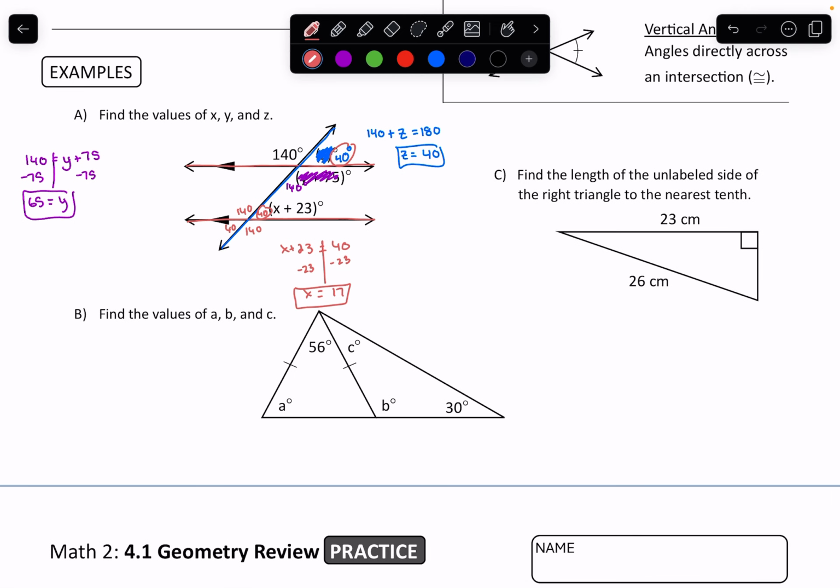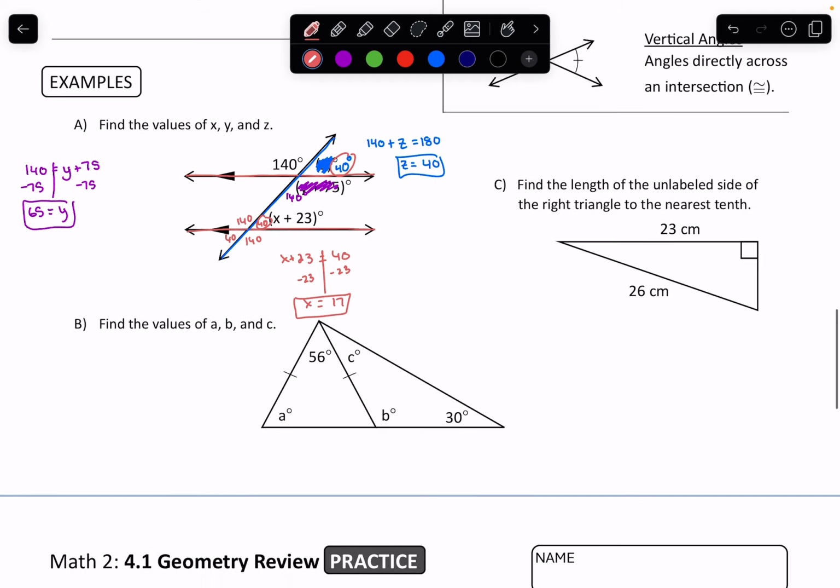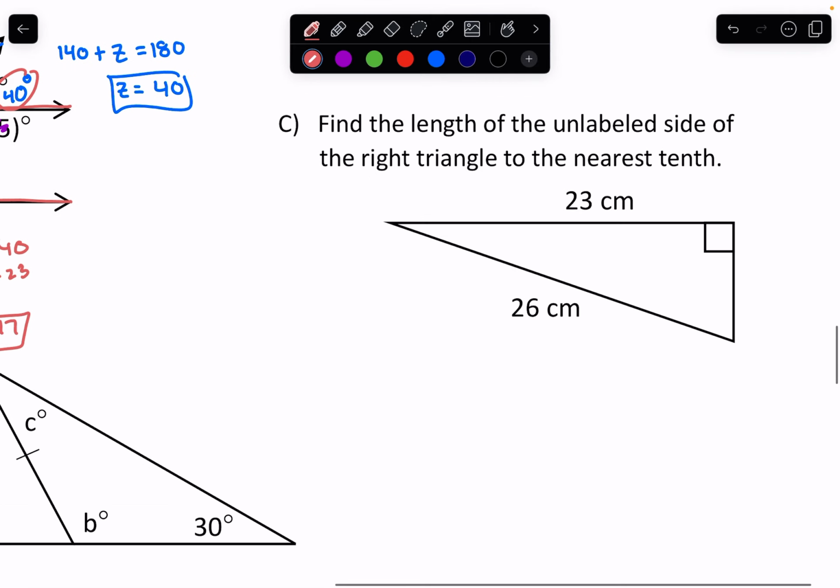You know what? Let's do problem C next. Find the length of the unlabeled side. This one you can probably do pretty quick because we've done it already this quarter, or I guess not this quarter because today's the first day of the quarter, but we've already done it this year. This is a 90-degree triangle, which means I can use a squared plus b squared equals c squared to find this missing piece right here.